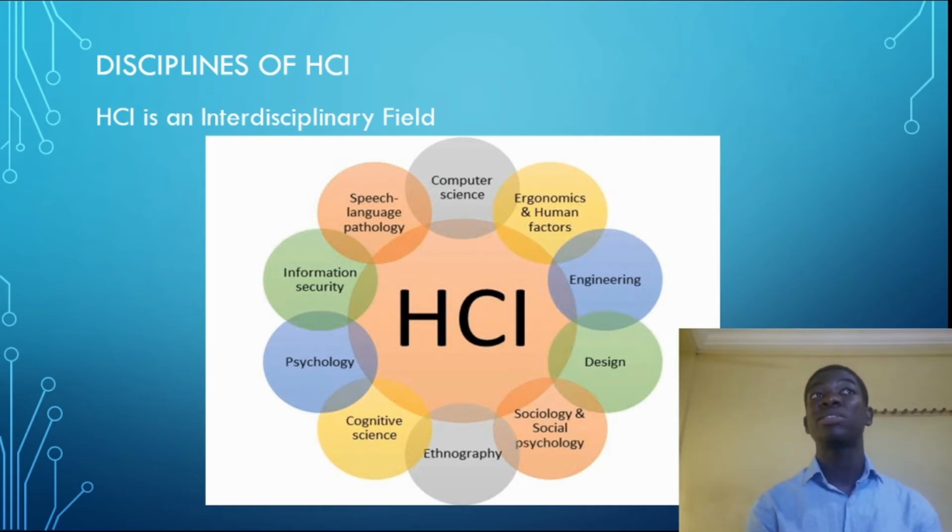computer science, and then ergonomics or human factors. Do you get it? How convenient is the system going to be for humans or those who are going to use it? We have engineering, we have design, we have sociology, we have ethnography. When we talk of ethnography, that is the way of life, the culture, the religion of people. We have cognitive science, that is the study of intellect or the intellectual abilities of humans. We have psychology, information security, speech language pathology, and many more. So these are the fields that come together to form human computer interaction.